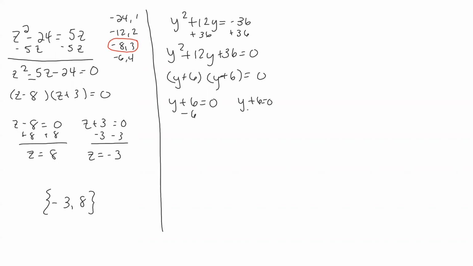So I subtract 6, I subtract 6, I get y equals -6, I get y equals -6. So what we do is we actually have a repeated solution. You only write the -6 once.